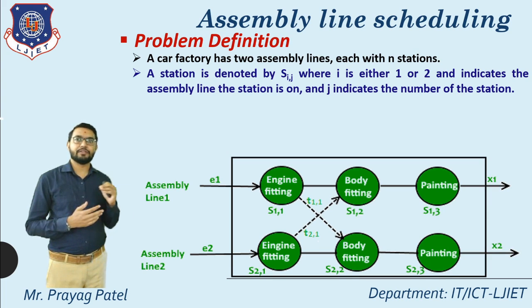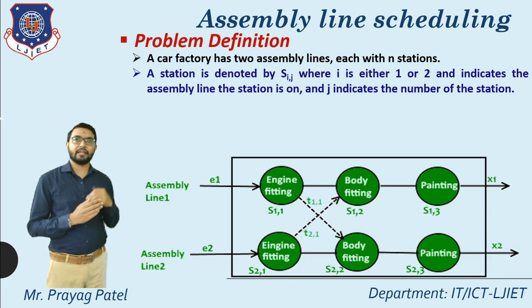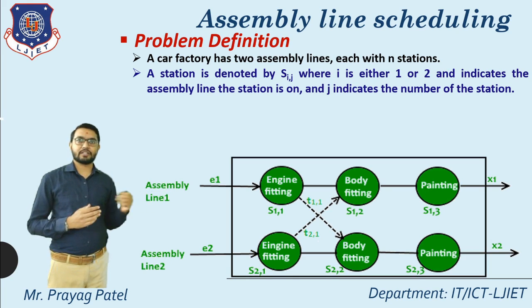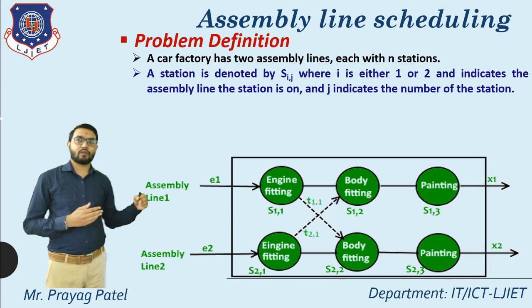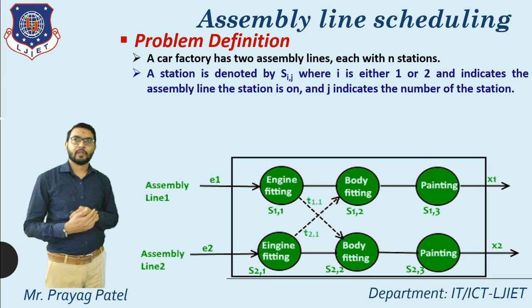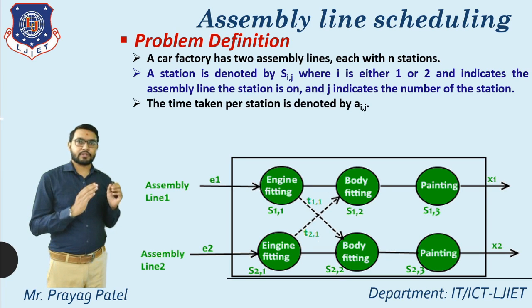The second component is j. What is the value of j? j starts from 1 to n, so j indicates the station number. In this example j equals 1, 2, 3, because here we consider 3 stations. And i equals 1 and 2, because we consider line 1 and line 2, two lines. Now the time taken per station is denoted by A of ij.